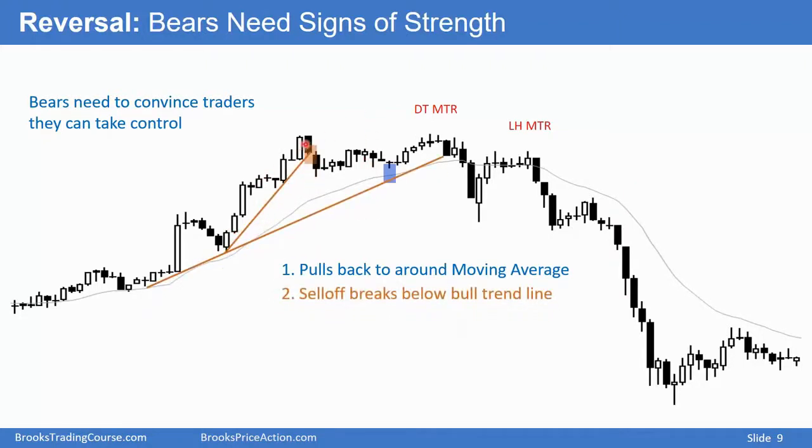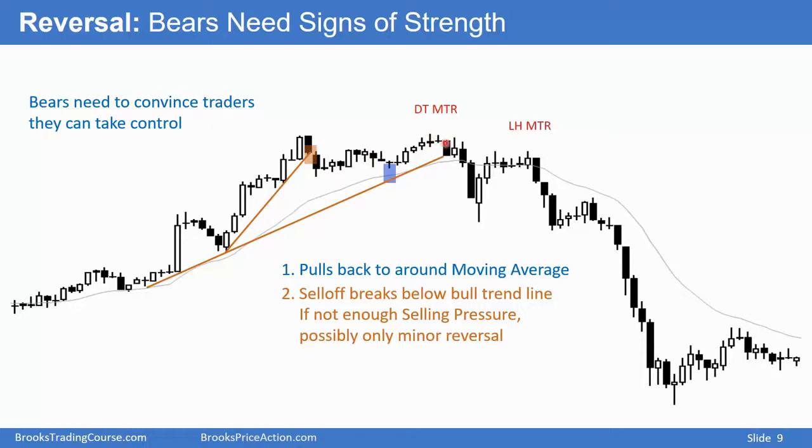A break below a bull trend line, that's a sign of strong bears. A bull trend line, a break below the bull trend line, another sign of strong bears. Here we also broke below the moving average. We closed below the moving average here, here, and here. 3 closes below the moving average. Also signs of strong bears. If the selling pressure is not particularly good, the reversal down probably will be minor.